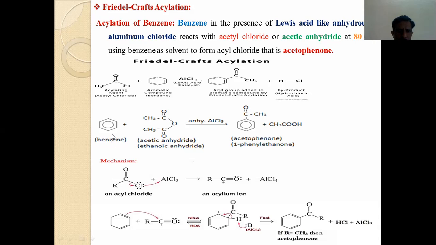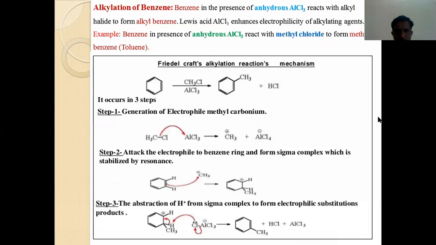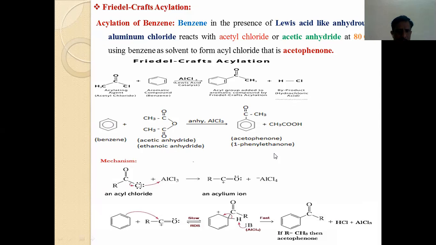Now, just to check, when the benzene molecule reacts with acetic anhydride, the second acylating agent, which might be called ethanoic anhydride, in the presence of the same catalyst, anhydrous AlCl3, the product is acetophenone, or you can call it 1-phenyl ethanone, another name of acetophenone. But the byproduct, instead of hydrochloric acid, is acetic acid. Now I will show you how the mechanism takes place.